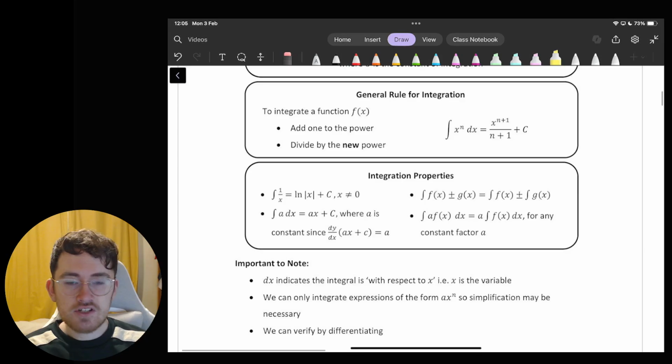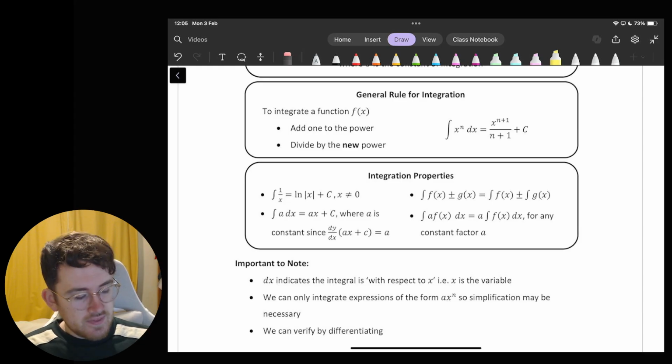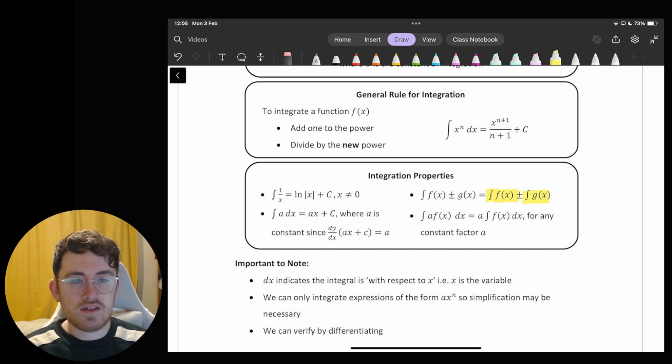In terms of properties of integration, the integral of 1 over x gives me ln of x. The integral of a constant will just go to ax and then our plus c as well. If I'm integrating the sum or difference of two functions, then I can split that integral out in this way, keeping the sum or the difference between the two of them. And integrating any constant term times a function can be converted to that constant term times the integral of the function. So that constant term can nearly be factored out, if it's a constant factor.